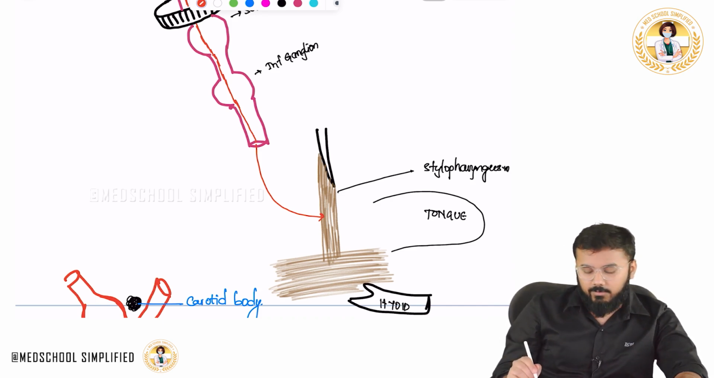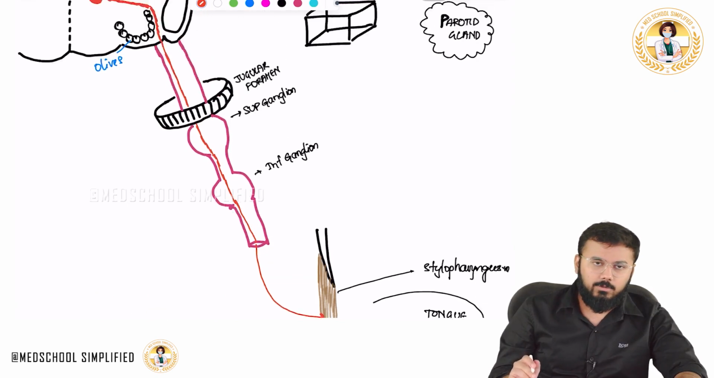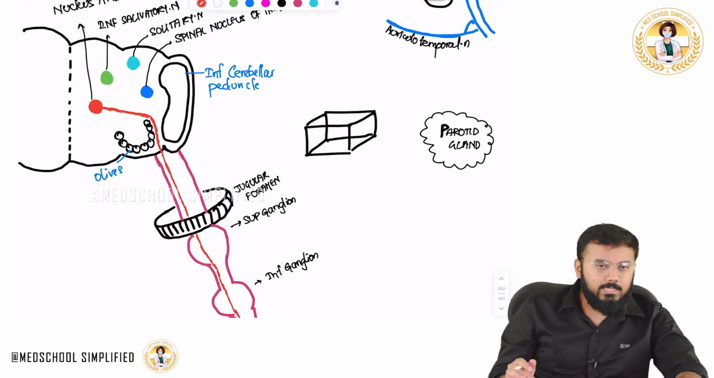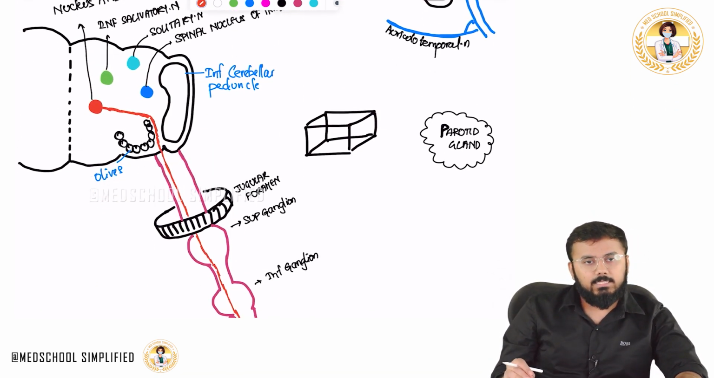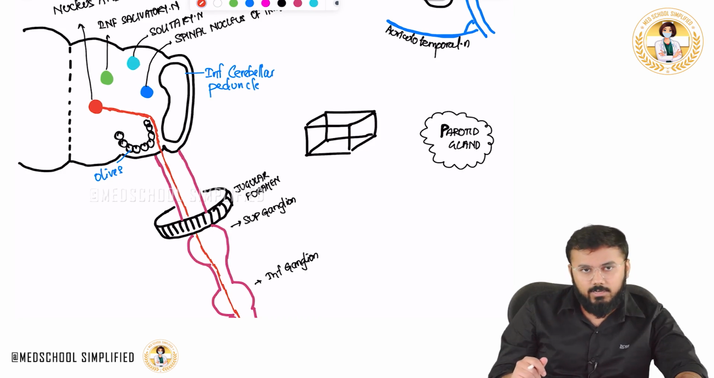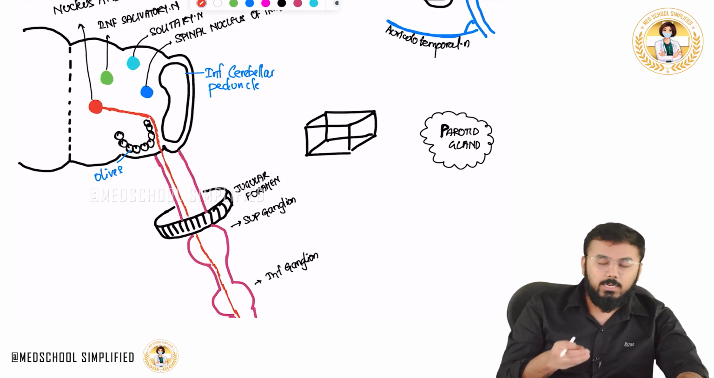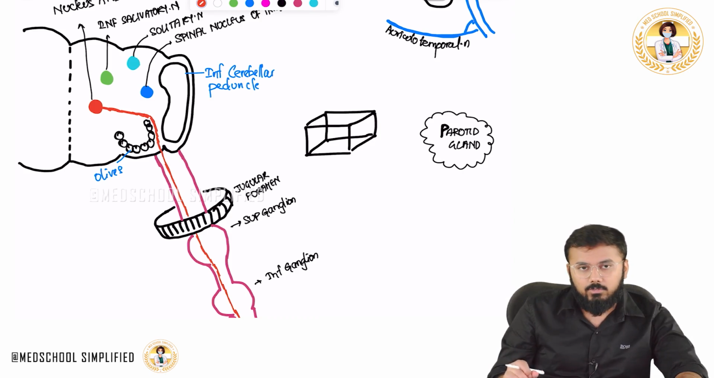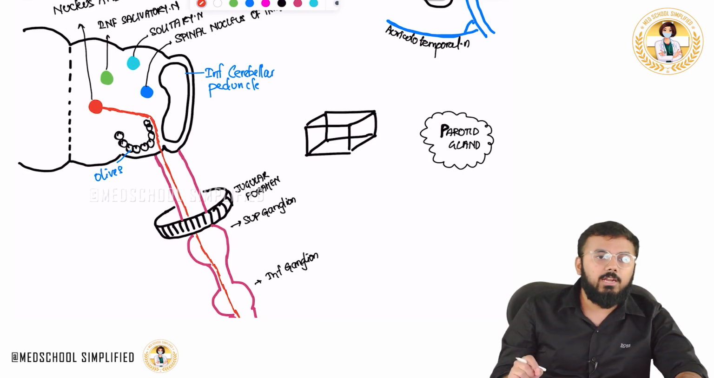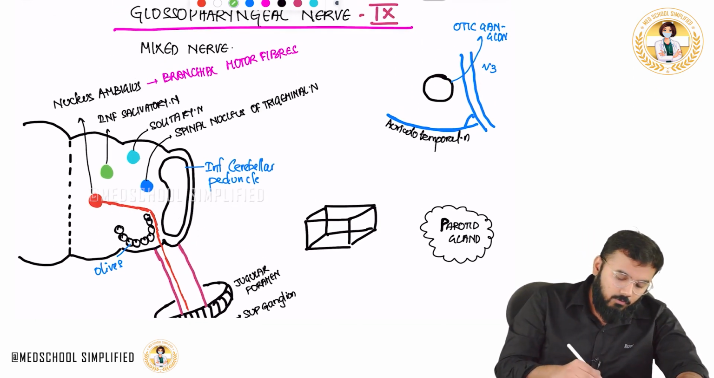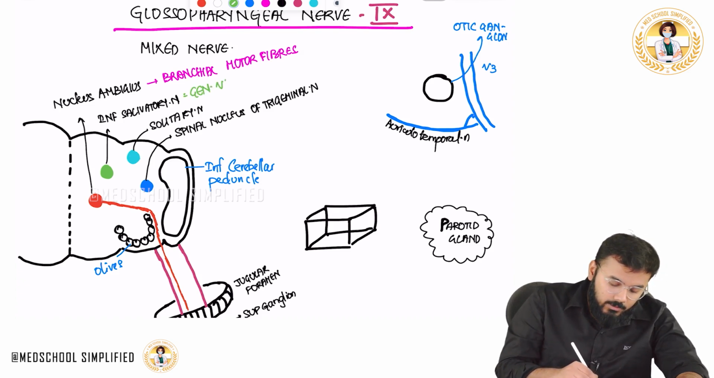Okay, so they are innervating which muscle? Stylopharyngeus muscle. Next important thing is these green color fibers which you can see. The nucleus is called the inferior salivatory nucleus. The fibers which are coming out of this green color nucleus, the inferior salivatory nucleus, are called general visceral efferent fibers.